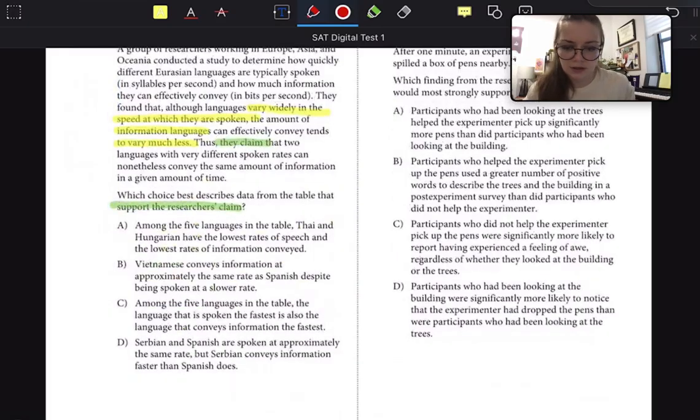So let's look at the first one here. Among the 5 languages in the table, Thai and Hungarian have the lowest rates of speech and the lowest rates of information conveyed. So what we're trying to do is either prove or disprove this and this here.